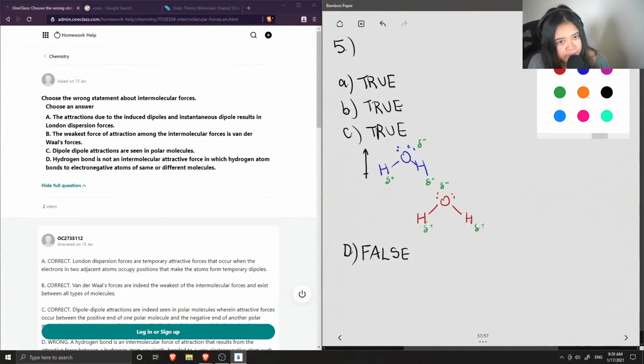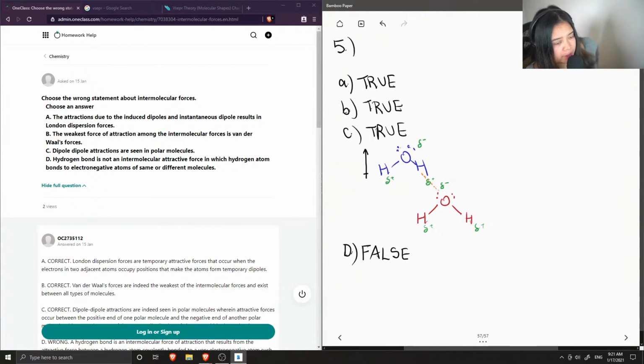And I can show how hydrogen bonds occur. So this is again, that partially positive hydrogen can be attracted to the partially negative oxygen of a different polar molecule. And that's how water molecules stick together because of this attractive force. So it's important that the hydrogen needs to be bonded to another electronegative atom in order to have that kind of force.